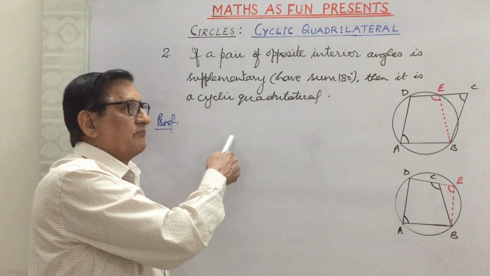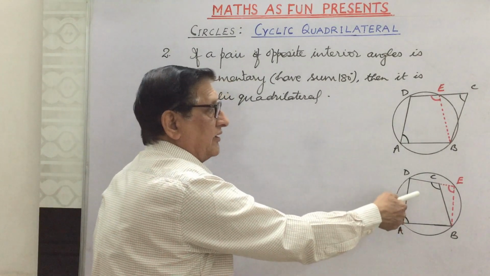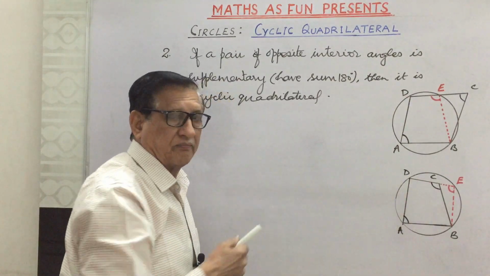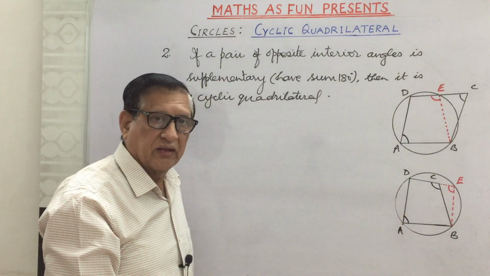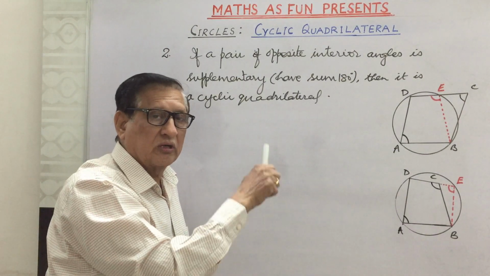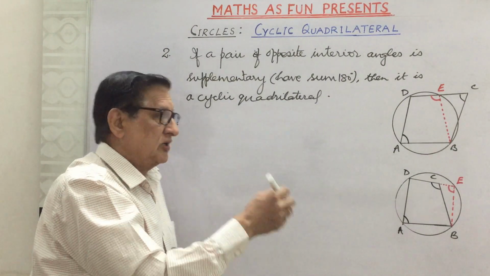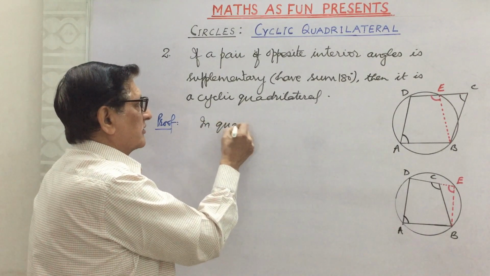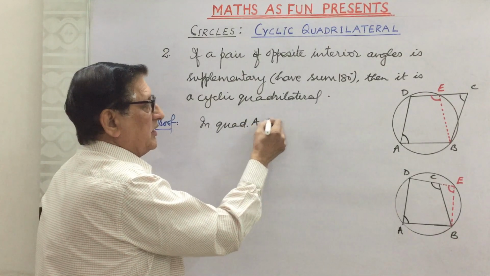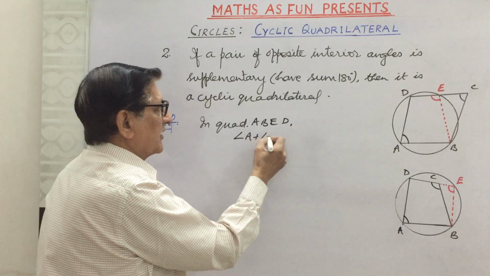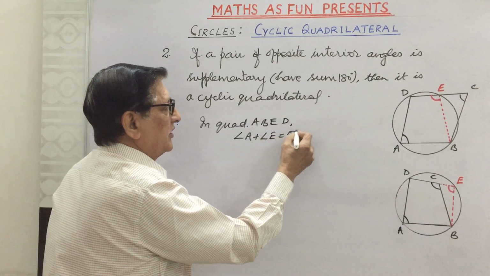The proof is, by construction we find that ABED in both the cases is the cyclic quadrilateral, and we know the sum of opposite interior angles of a cyclic quadrilateral is 180 degree. So we can write here, in quadrilateral ABED, angle A plus angle E is equal to 180 degree.